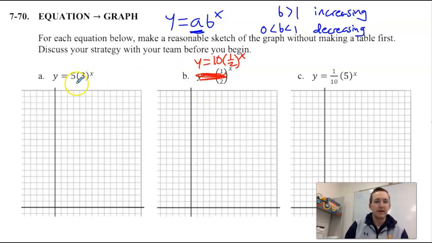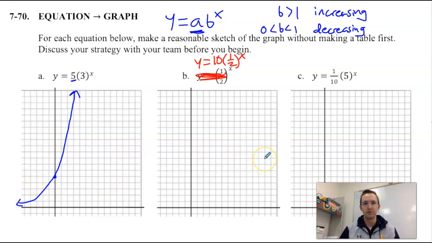So let's start with A. That first value is 5, which tells us that our y-intercept is going to be 5. So let's count up 5: 1, 2, 3, 4, 5. Perfect. Then b is 3. Is 3 bigger than 1? Absolutely. 3 is our b value. So we know that our graph is going to start small to the left, go through that point, and get really big as we go to the right. Just as a really rough guess.